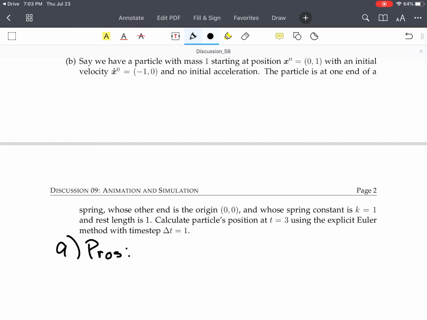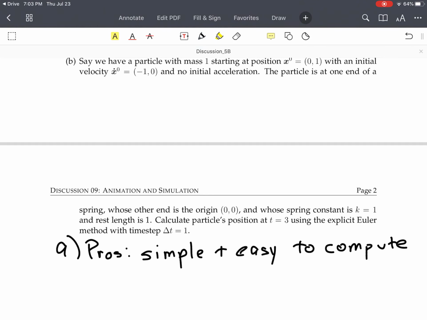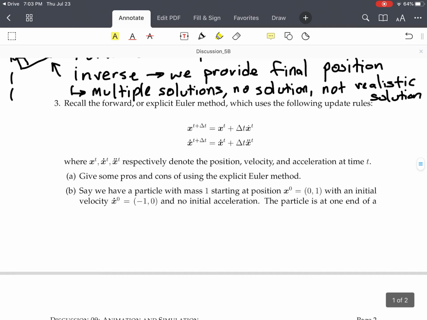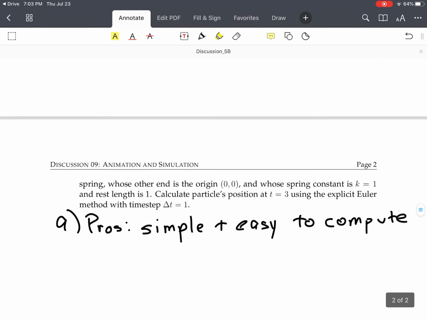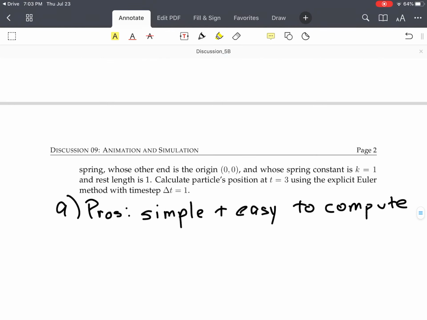Pros. Right, it's simple and easy to compute, right? As you saw, there's just literally the two equations, no complicated manipulations. It's just addition and multiplication, very simple, easy to compute for computers, for everything. It gets us close, right?